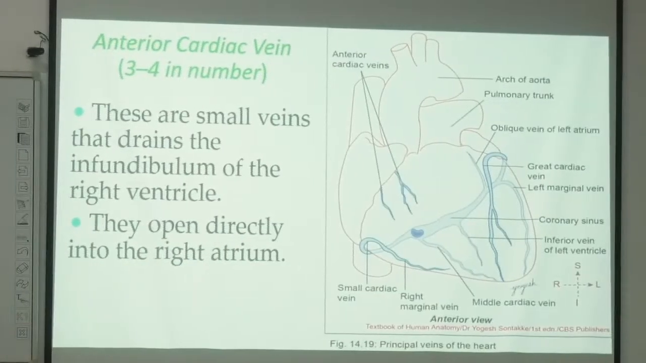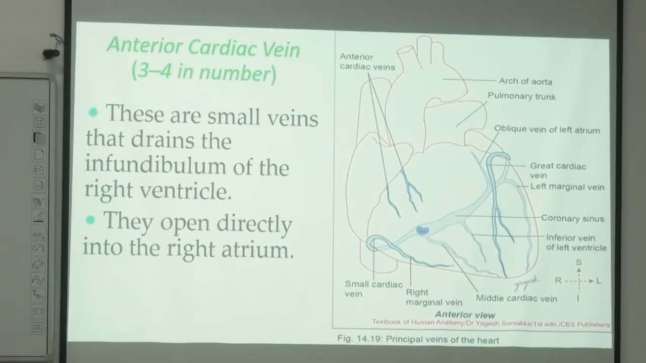Okay, so if coronary sinus comes as a short note, you have to write down its beginning, then termination, guarded by a valve, and all these tributaries you have to write down.